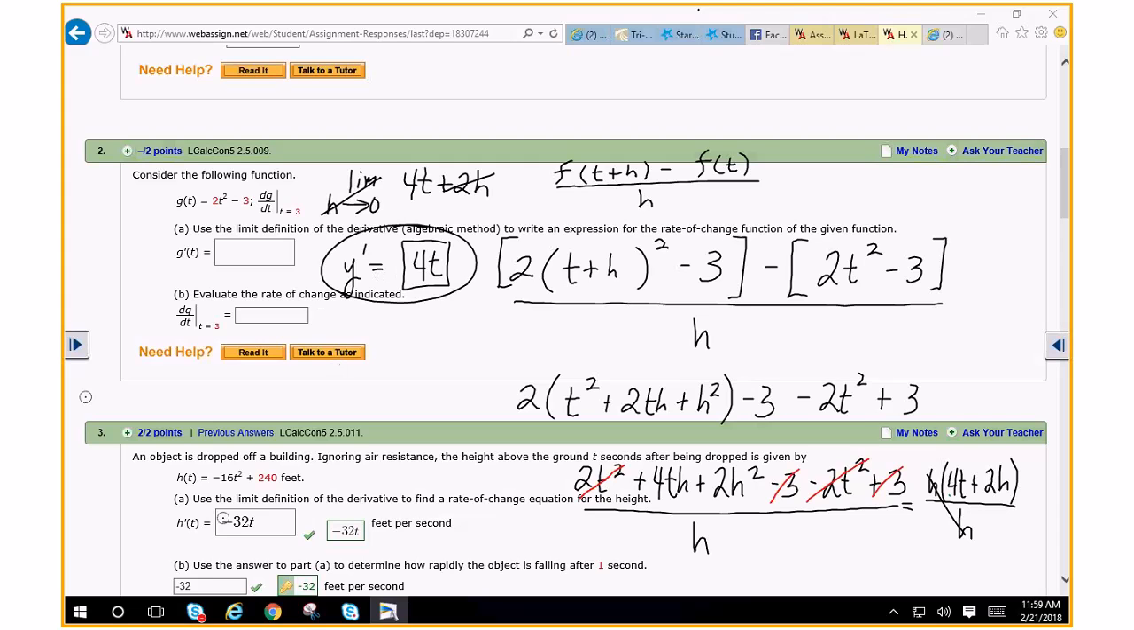Now let's check it with the calculus. 2 times 2 is 4t, good. Now g prime of t is 4t. And plug in a 3. Evaluate the rate of change as indicated at 3. T is equal to 3, so that would be 12. Okay, now let's do this one down here.